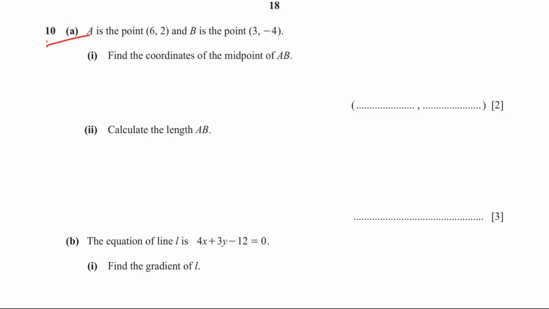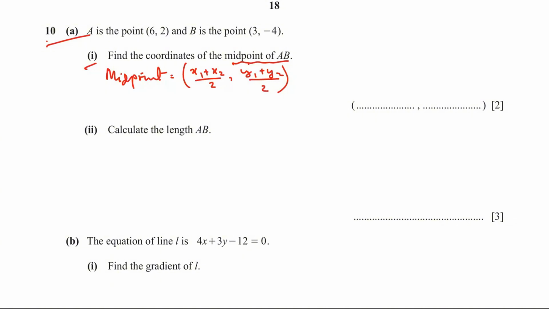So let us start. A is the point (6, 2) and B is the point (3, -4). Part 1. Find the coordinates of the midpoint of AB. So the midpoint formula is (x1 plus x2) divided by 2, comma (y1 plus y2) divided by 2.